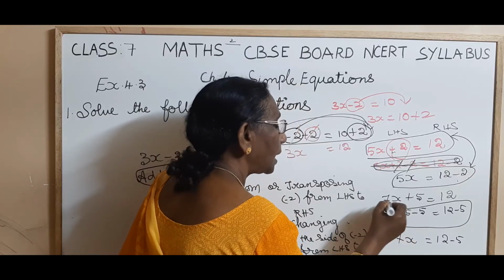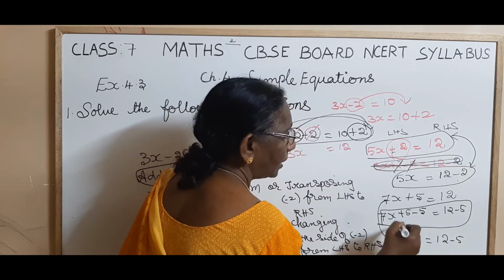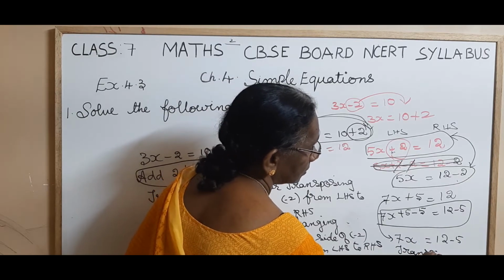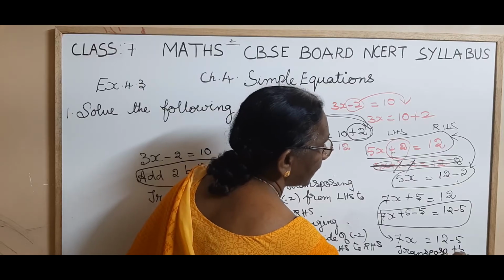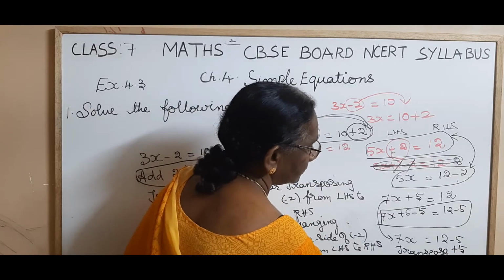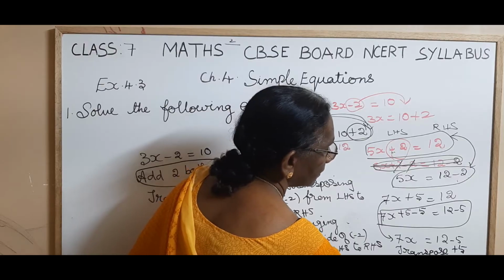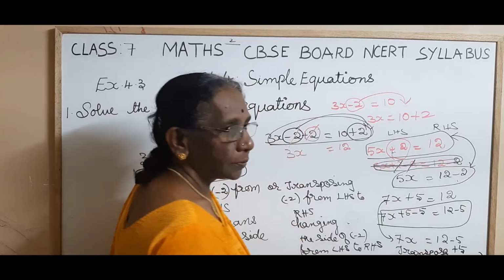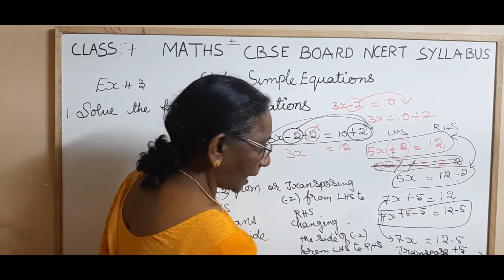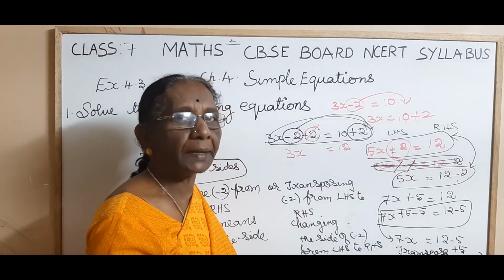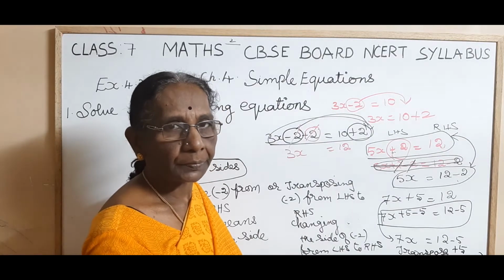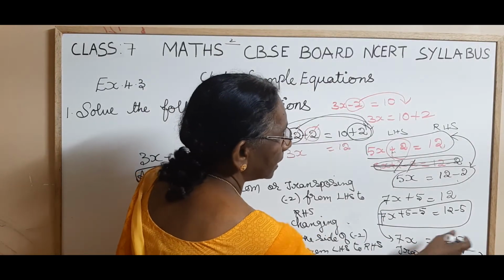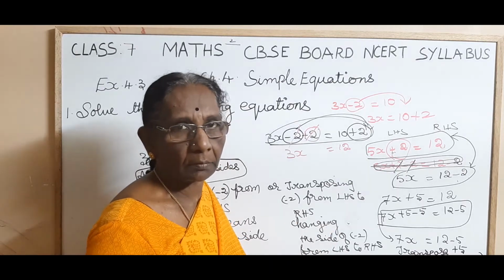That means when you write this step straight away, we will use the term transpose plus 5 from LHS to RHS. But no need to write this. If you understand in mind, that is enough. If you write this step, it is understood that you have applied the transposing operation. Have you understood, children? To cut short this step only, we are using the word transpose. But the meaning is the same.